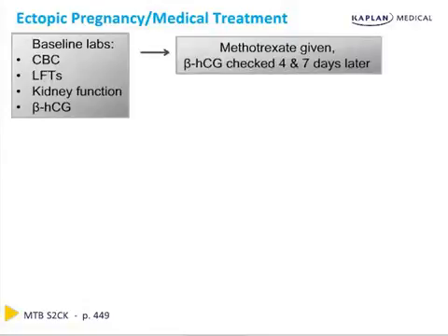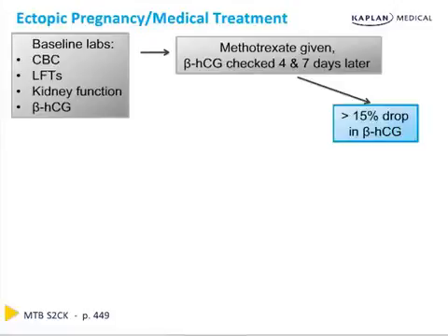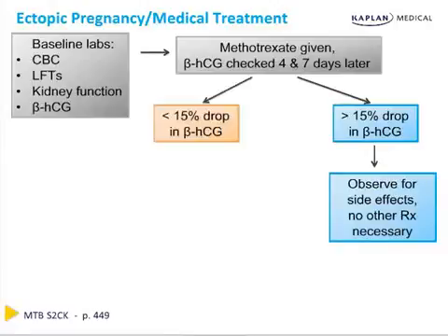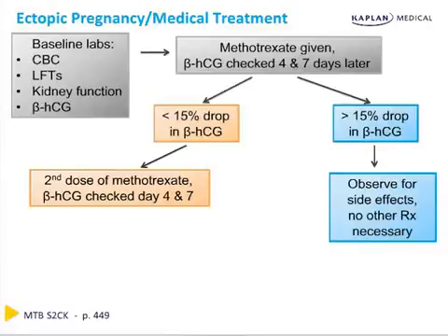Methotrexate is given, and the patient needs to return on days 4 and 7 for a beta-hCG level. If there is a 15% drop, treatment is considered a success, and weekly beta-hCGs are drawn until they are undetectable. If there is not a 15% drop, you have the option of giving a second dose of methotrexate as long as the patient remains stable.